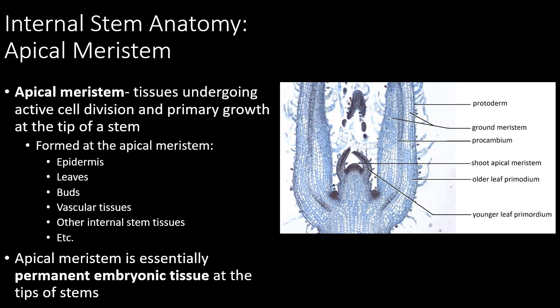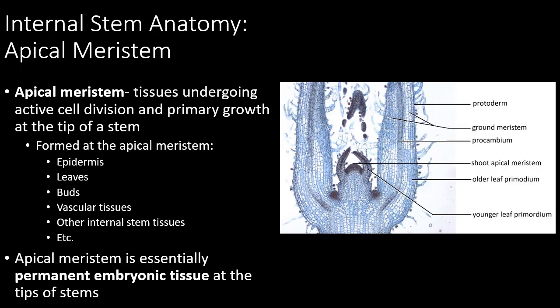Primary growth means that the stem is getting longer. So the apical meristem is the only place where this primary growth occurs. And every new organ system of a plant, typically in most plants, every above ground organ system, such as a leaf or a flower, is being formed at this apical meristem where active cell division is occurring. That's where new skin of the plant or new epidermis is formed. That's where new leaves are formed, new buds, new vascular tissues, other internal stem tissues, etc.